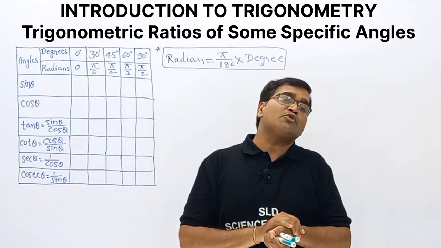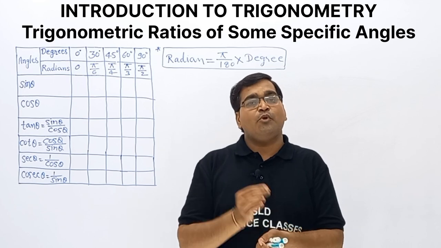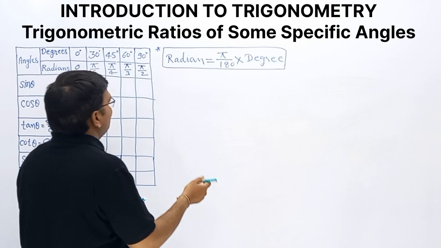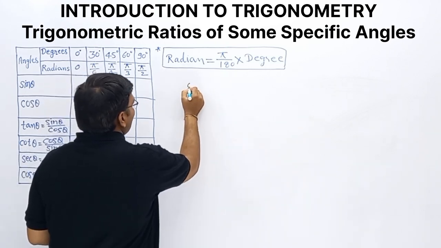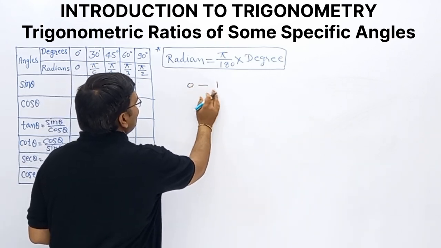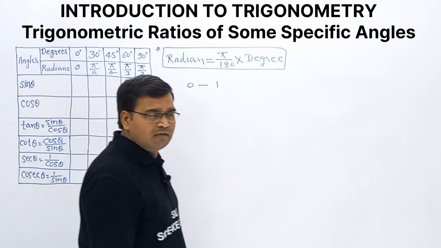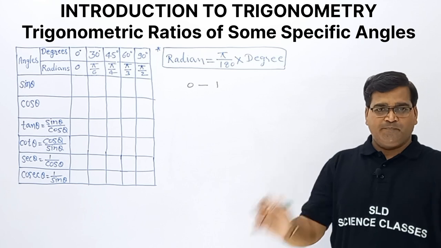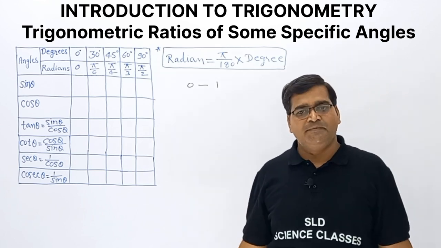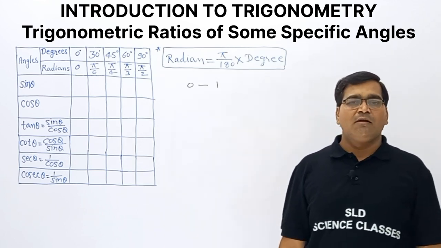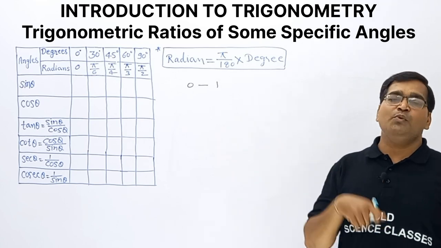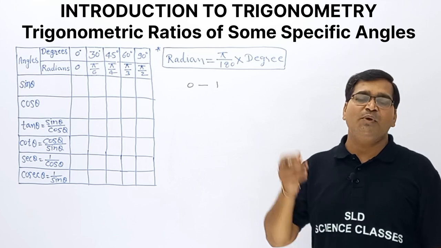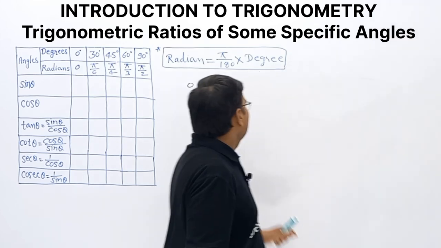And sin theta values also we can memorize from a small trick. What is the trick? We have 0 and 1. 0 and 1 both are real numbers. On the number line we studied, in between two real numbers we have so many numbers.